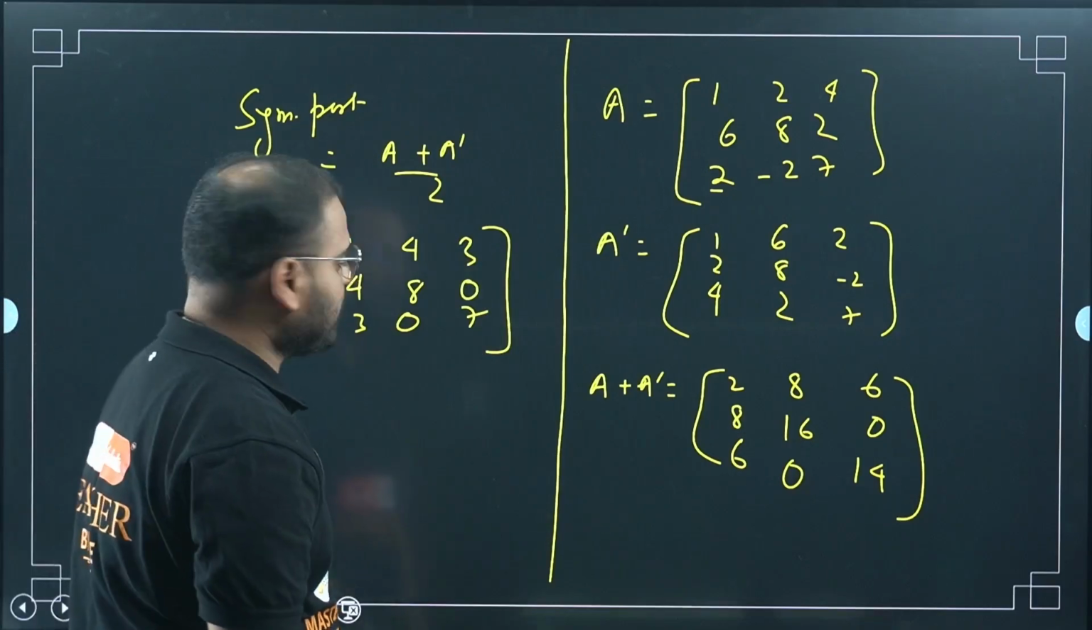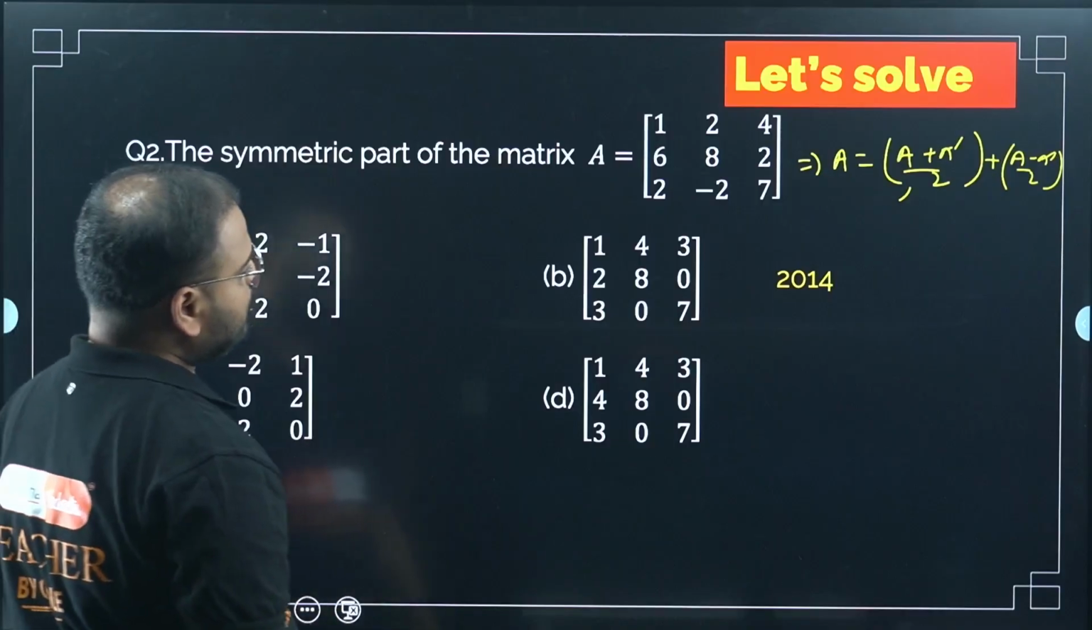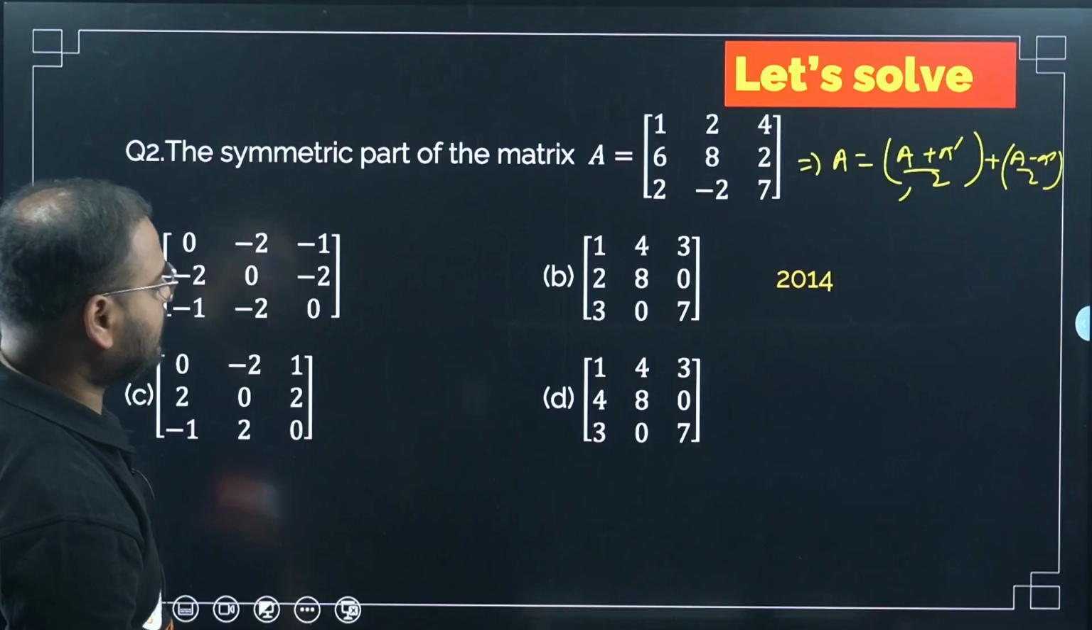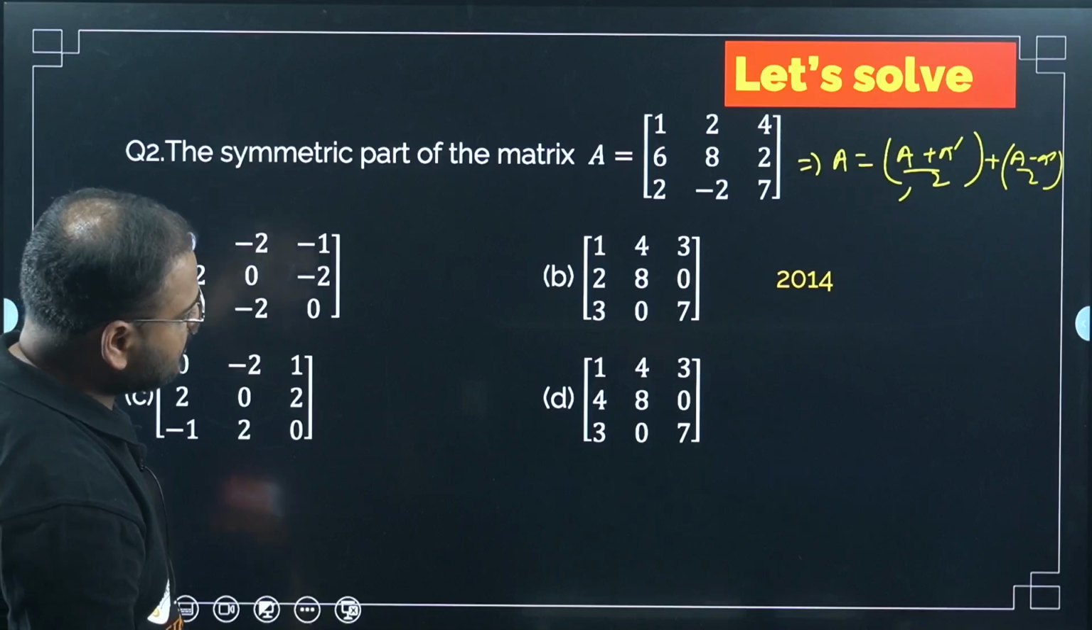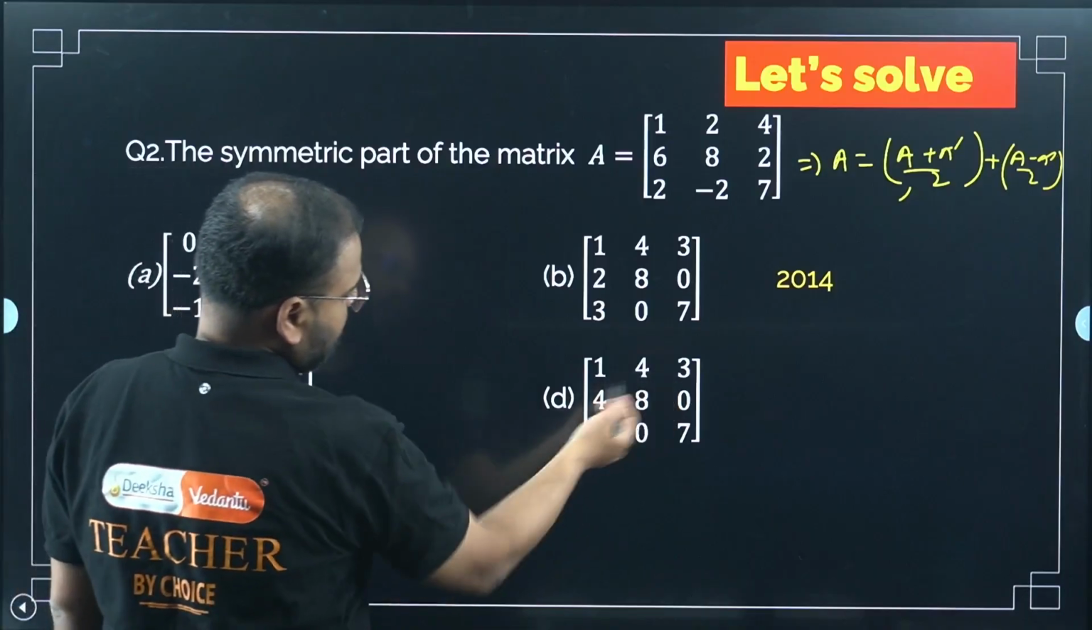A plus A transpose by 2. Please check. 1, 4, 3, 4, 8, 0, 3, 0, 7. Option D.